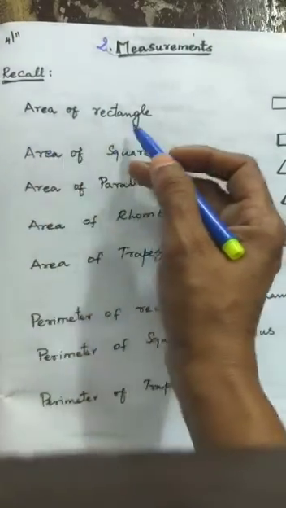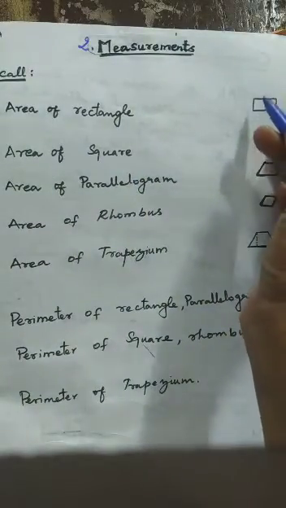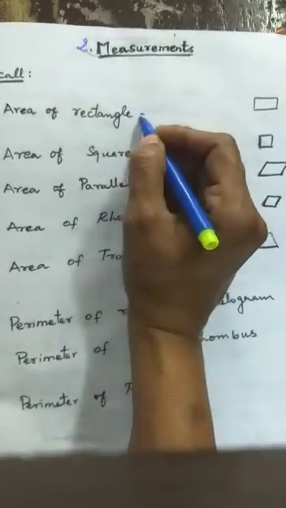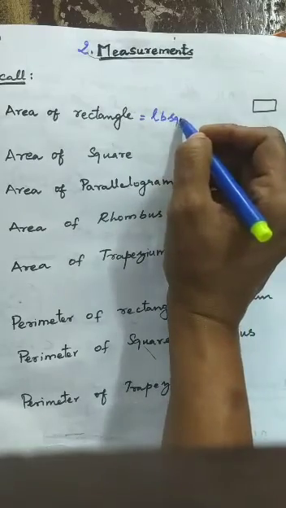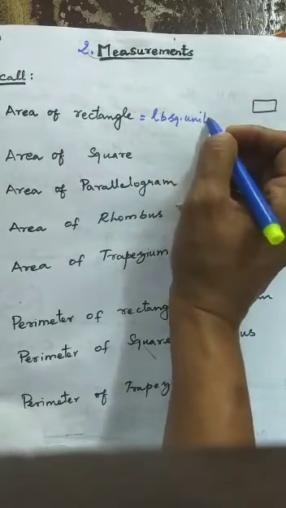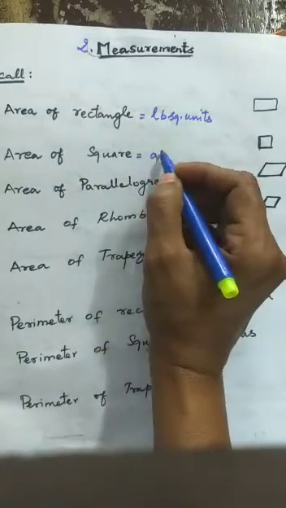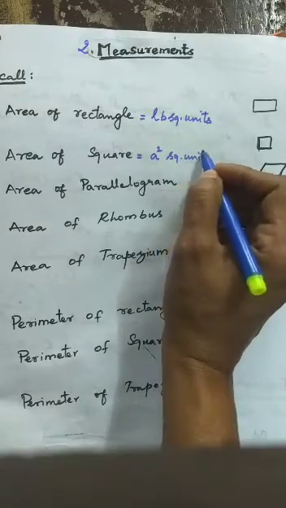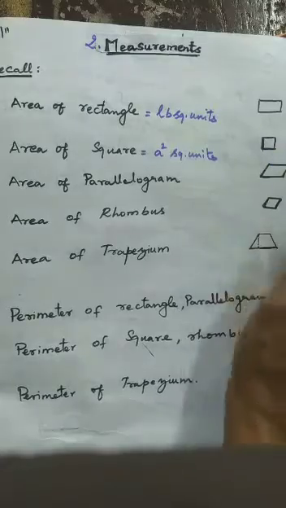First one, area of rectangle. What is the shape of a rectangle? The opposite sides are equal. So the area of rectangle formula is L into B square units. Then area of square. That is side square, isn't it? Square units. This is the shape of a square. All the sides are equal.